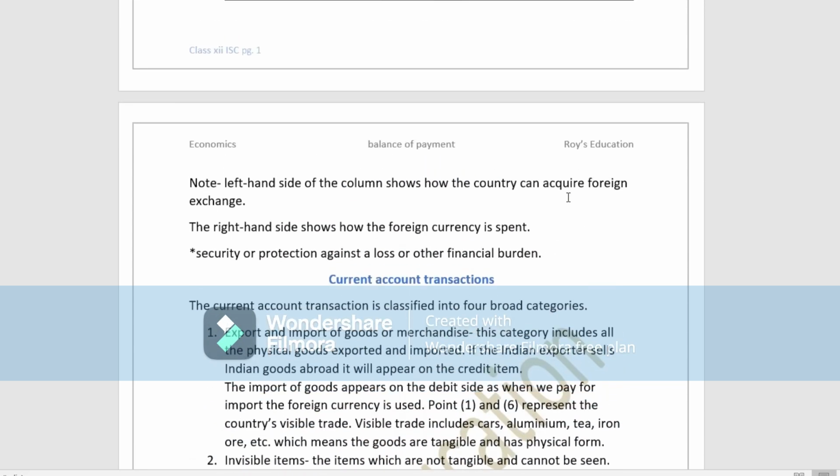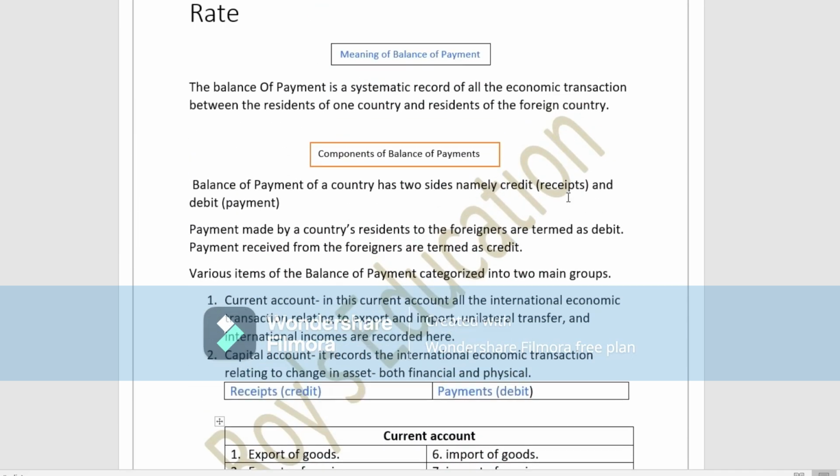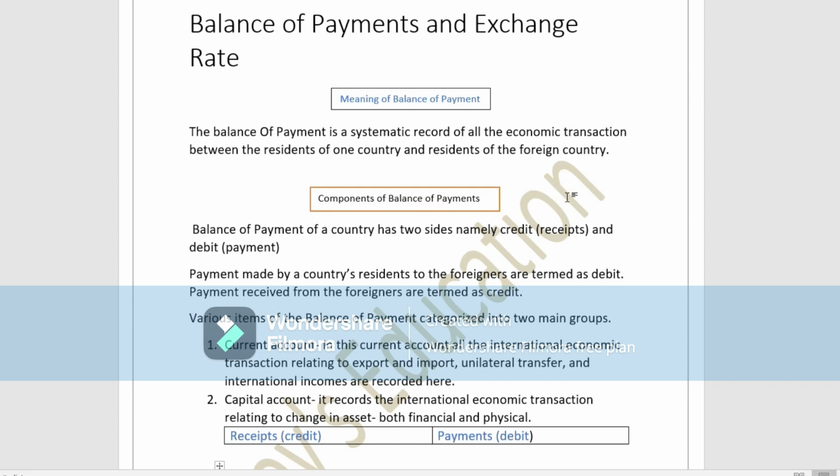So this much for today's class. Go on watching this video again and again so that you remember the items which will be on the credit side and the items which will be on the debit side, because maximum students make mistakes in this. I have explained this very clearly and written it in very simple language, in a very short way, so that it is easy for everyone to understand.